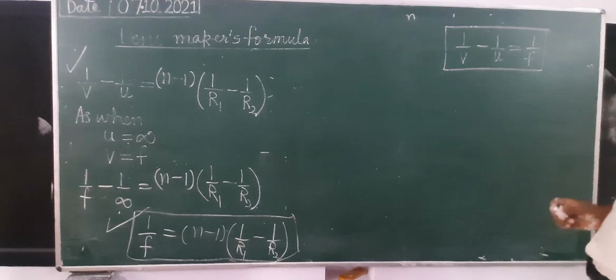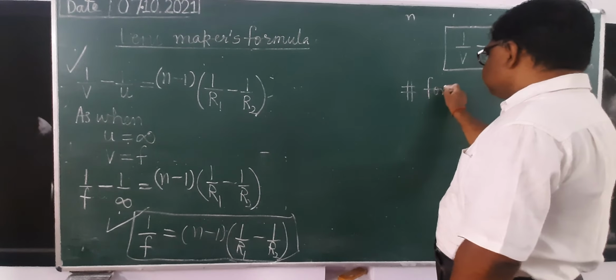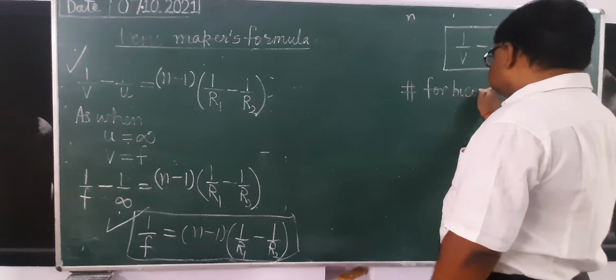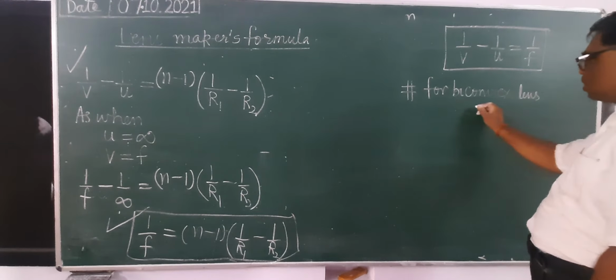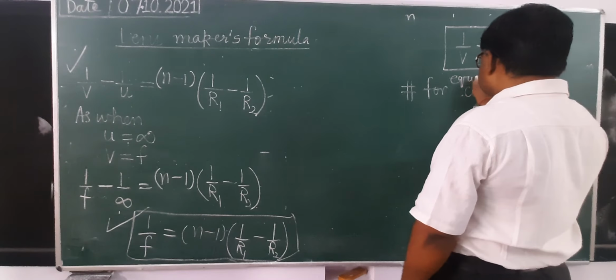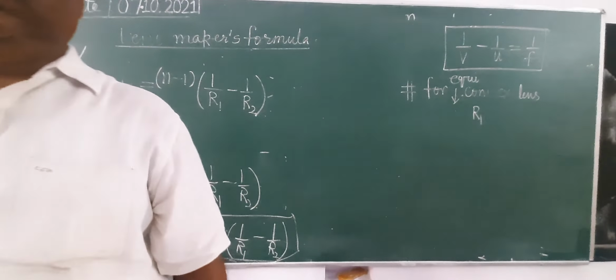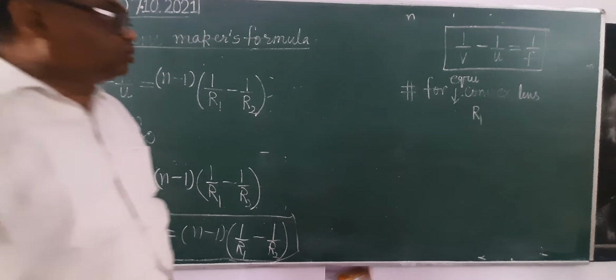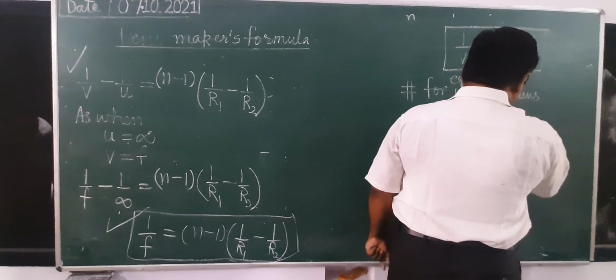Now see here, for convex lens, for biconvex lens, suppose here it is equiconvex. Equiconvex lens means in which the radii of curvature of both the curved surfaces is same. R1 equals to R2 in magnitude. So for equiconvex lens, R1 will be equal to plus R and R2 will be equal to minus R.